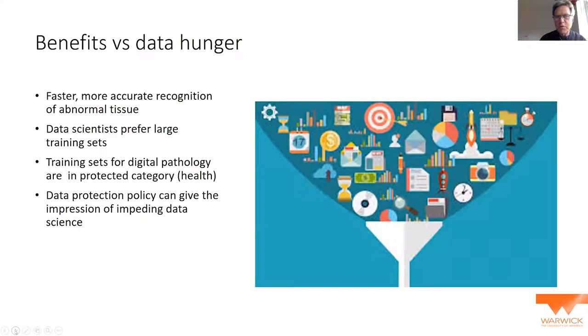And in the case of WSIs, and other kinds of data that can be used in AI assisted research, the kind of data that's being used belongs to a protected category, protected in the sense of GDPR because it's health data. So there's this tension between using large amounts of protected data and the data hunger that one associates with data science. Next slide, please.